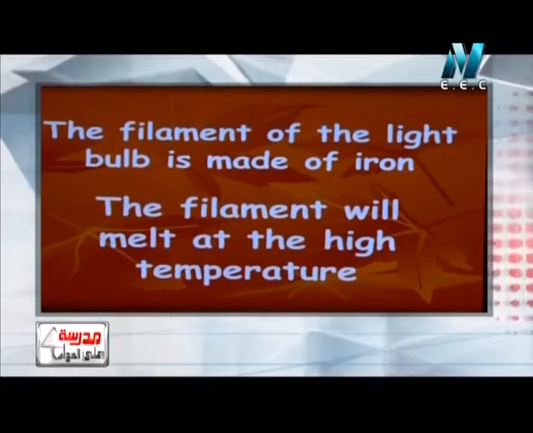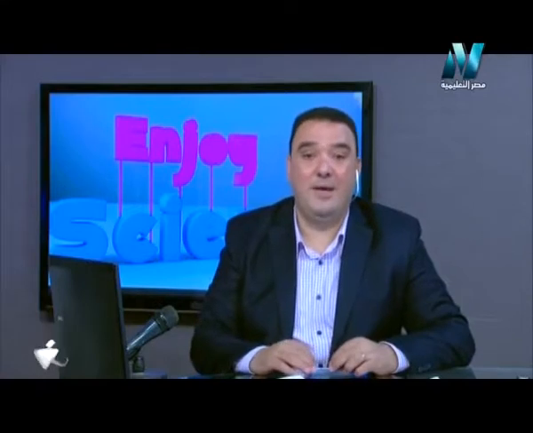We know that tungsten is used in manufacturing the filament of the light bulb because it has a high melting point. And I remind you with the numbers, the melting point of the iron may be 1100 or 1200, and the tungsten may be 4300. So it's a very high melting point. So we choose tungsten for this function in making the filament of the light bulb.